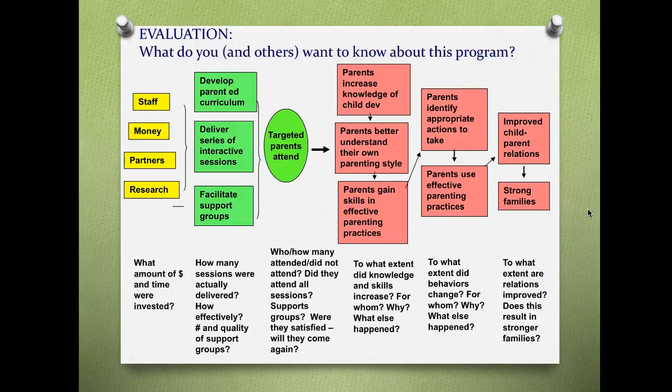So you can see that these questions are a little bit the same, although the first set of questions, short-term outcomes, are about knowledge and skills. And then the second set, intermediate outcomes, are about behaviors changing. And then for impact or long-term outcomes: to what extent are relations improved, and does this result in stronger families?